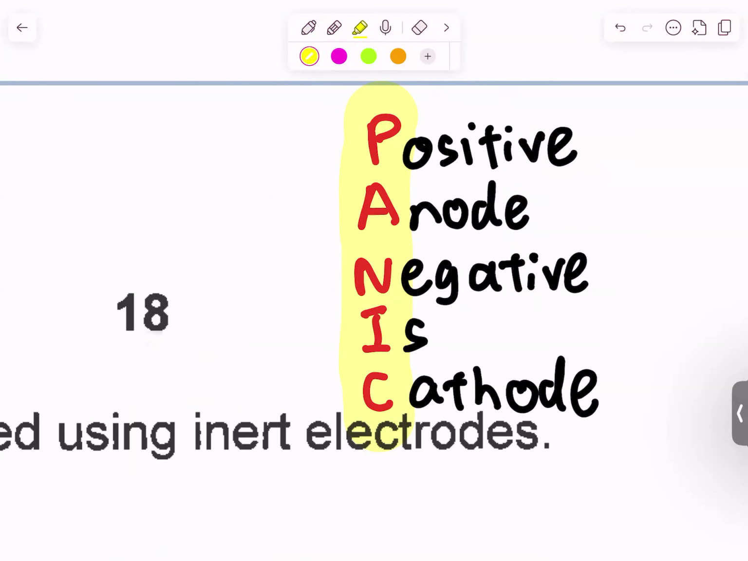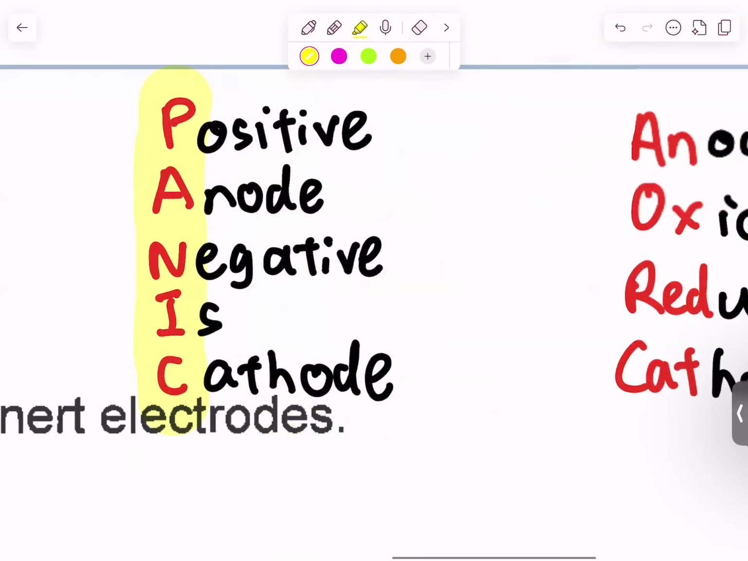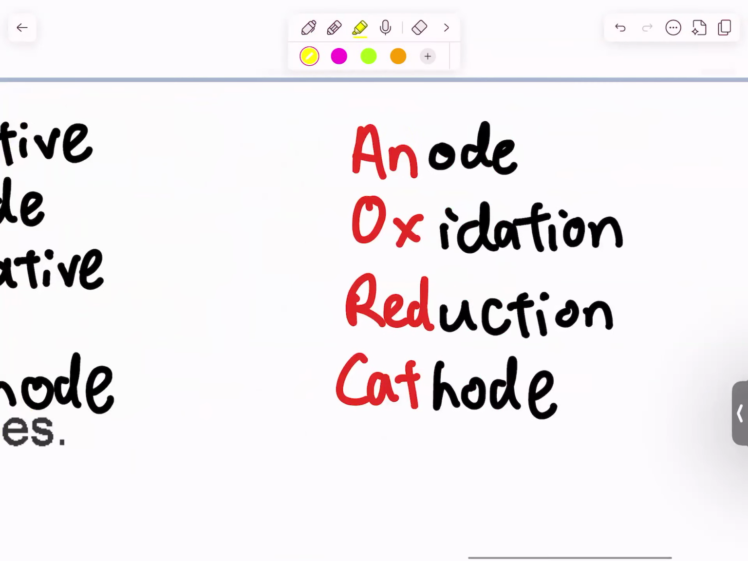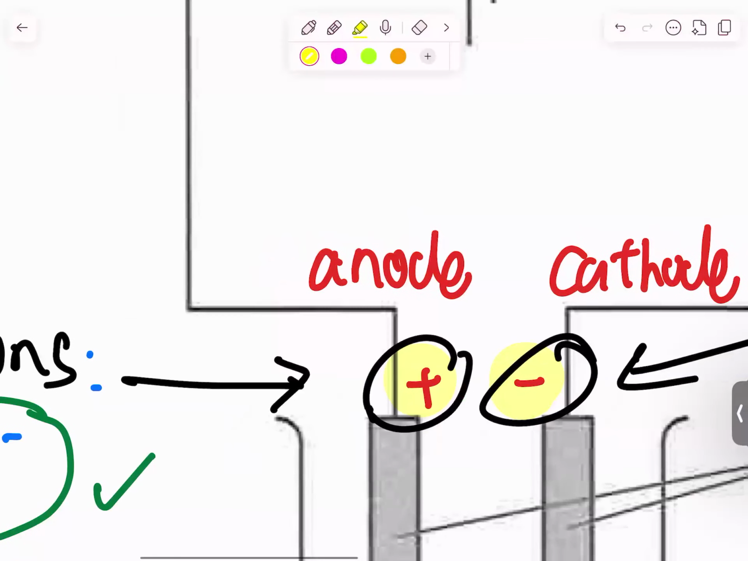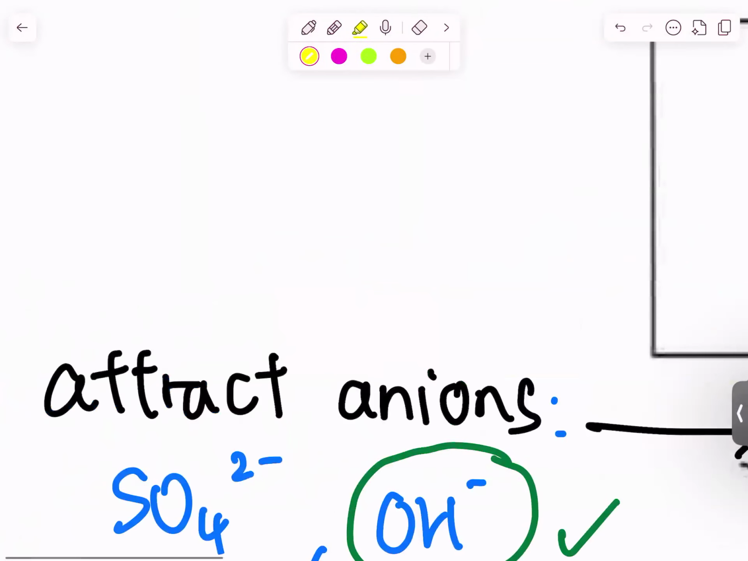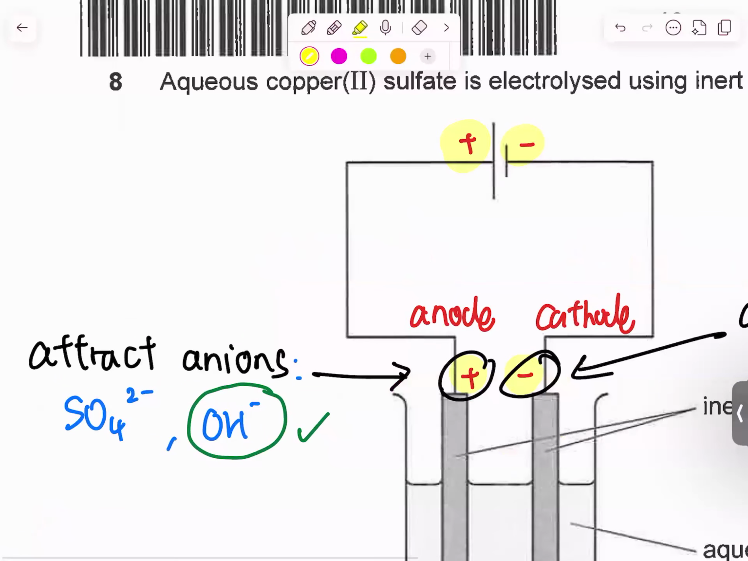Another common concept students forget: anode, cathode, which one is oxidation or reduction? Just remember these two animals, An Ox and Red Cat. Anode oxidation, reduction is cathode. So these two mnemonics should help you remember electrolysis. Now focus on the positive electrode. What kind of species does it attract? It attracts the anions. Makes sense, because anions are negatively charged, and negatively charged species will want to flow to the positive electrode.